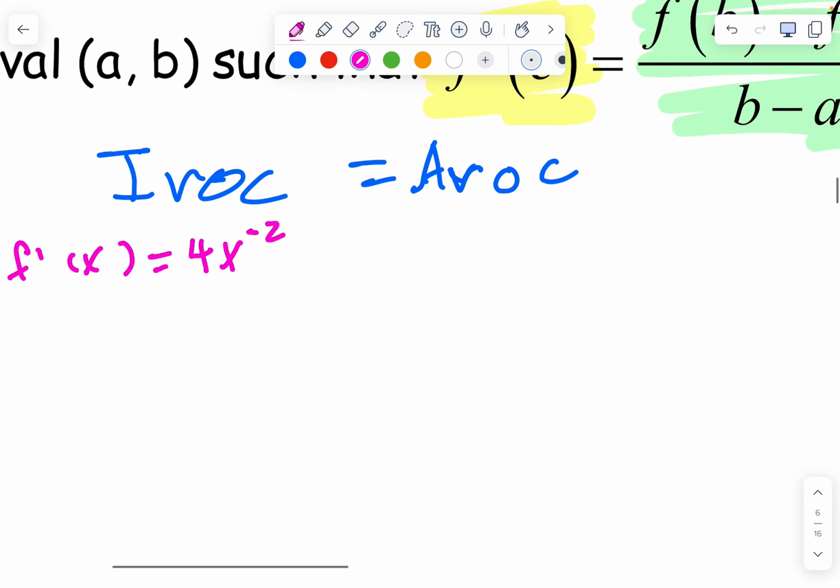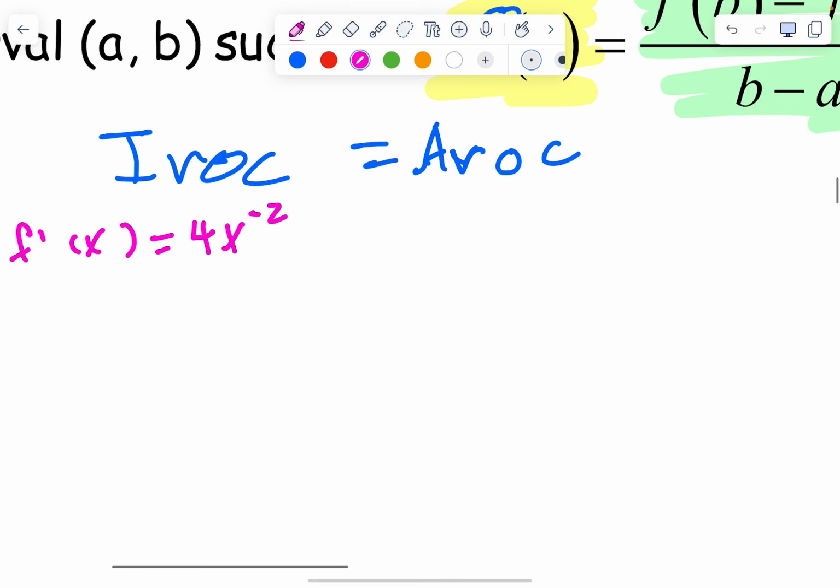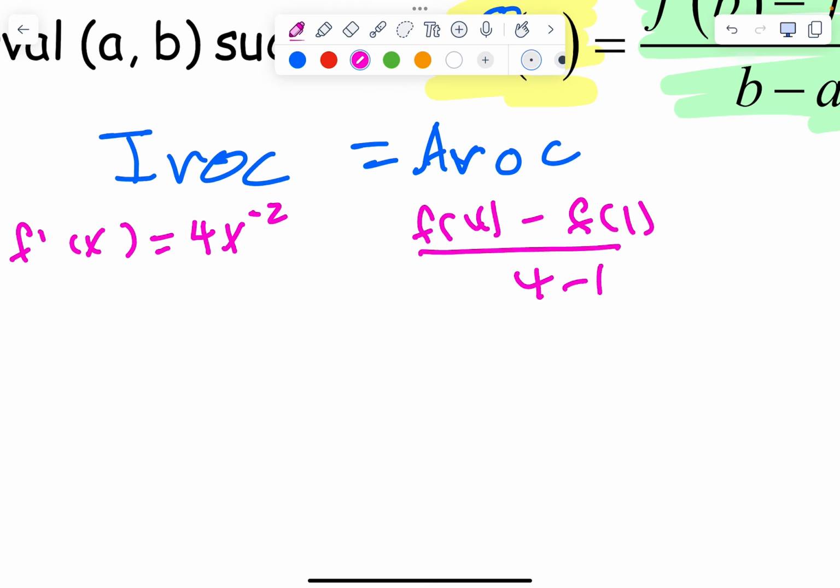And then the AROC is going to be our average rate of change, which is f of 4 minus f of 1 all over 4 minus 1. And I'm going to go ahead and rewrite our prime. Let's write this as 4 over x squared. And then when I plug things in, now we're looking at the graph.